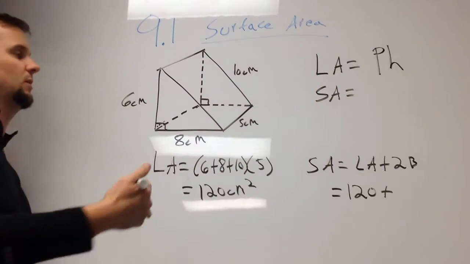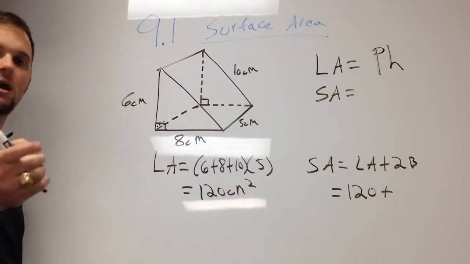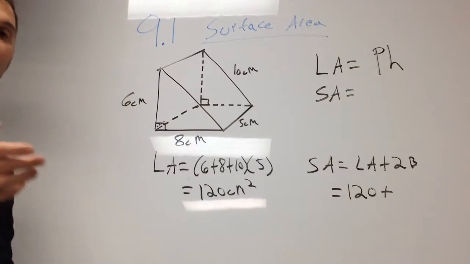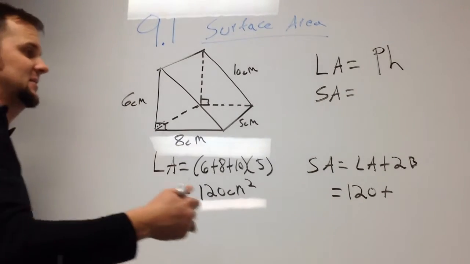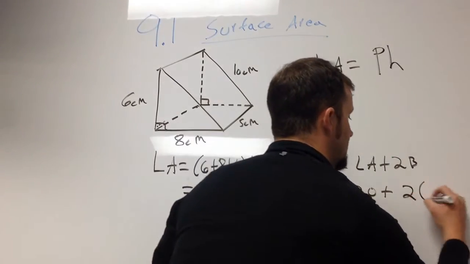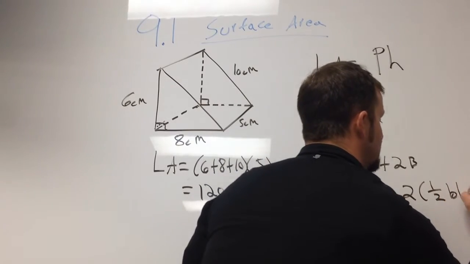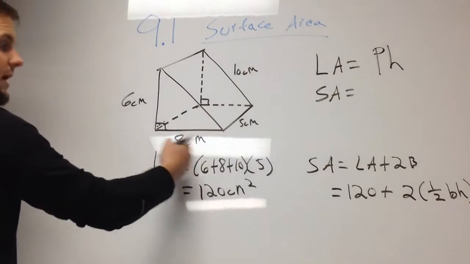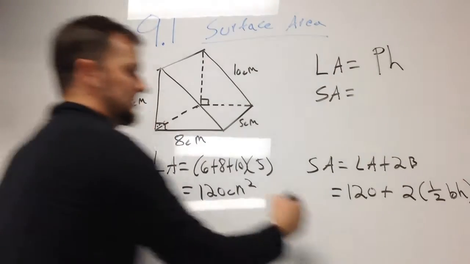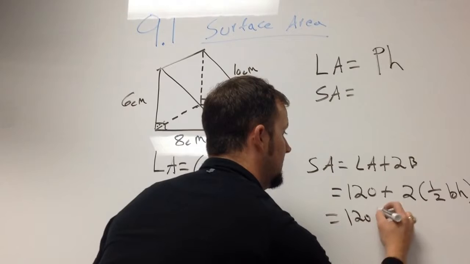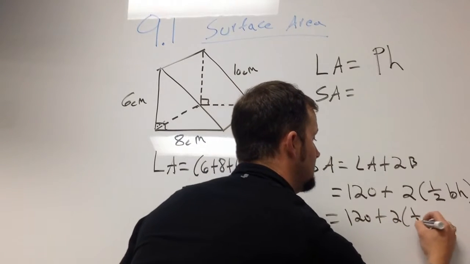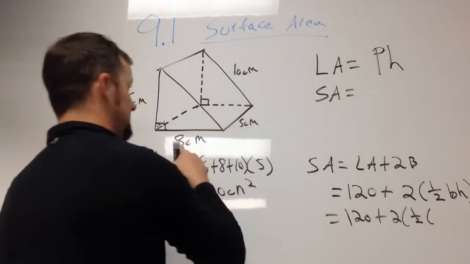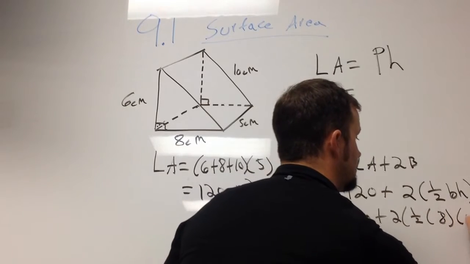Well, you can ask yourself, what's the shape of the base? That's going to be a triangle. So the area of the base is 1/2 base times height. So I'm going to do 2 times 1/2 base times height. Remember, lowercase b stands for the base, h stands for the height, so 8 times 6. So I'm going to do 120 plus 2 times 1/2 times 8 times 6.